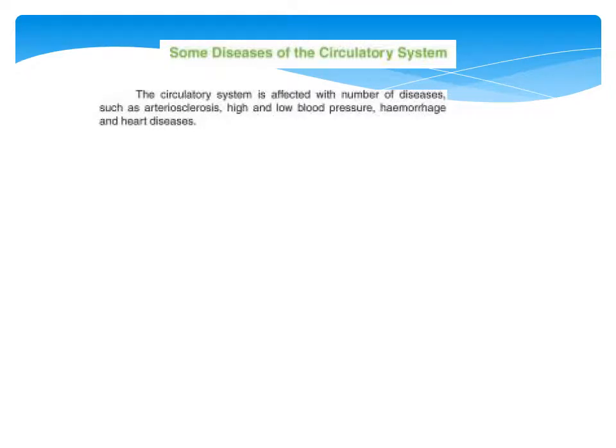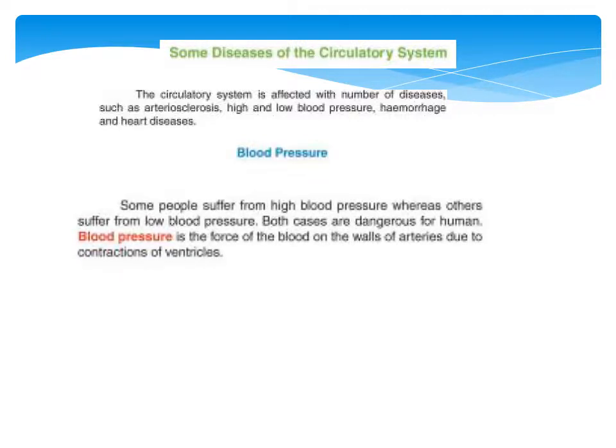Some diseases of the circulatory system. The circulatory system is affected by a number of diseases such as arteriosclerosis, high and low blood pressure, hemorrhage, and heart disease. Blood pressure: the first and most important disease is blood pressure. Some people suffer from high blood pressure, whereas others suffer from low blood pressure. Both cases are dangerous for humans.